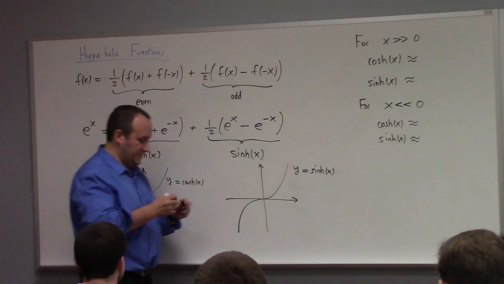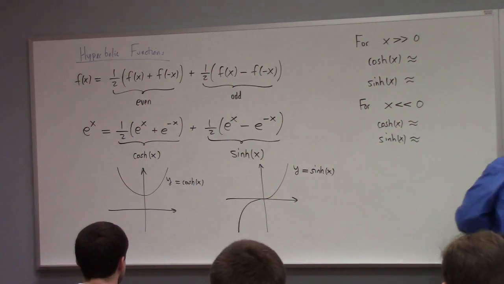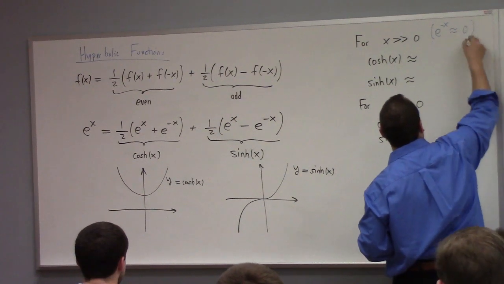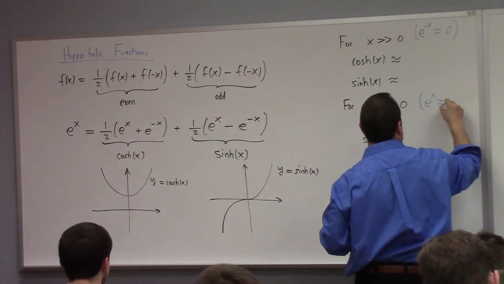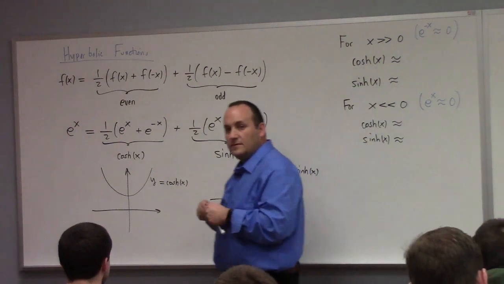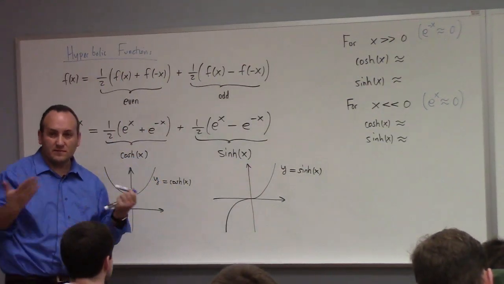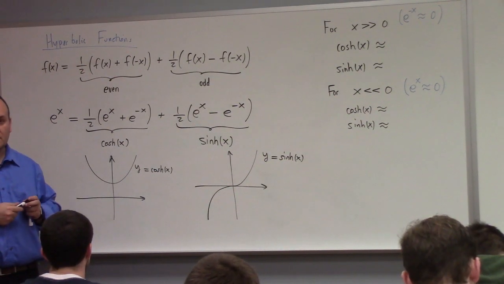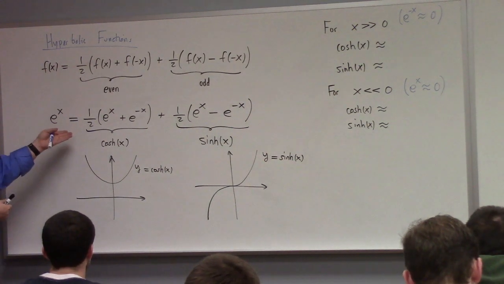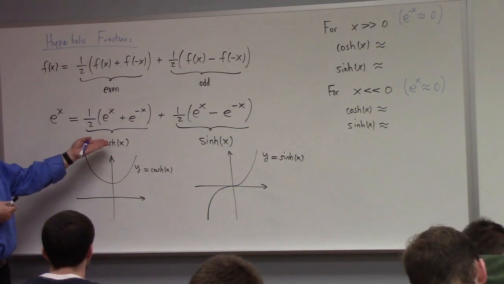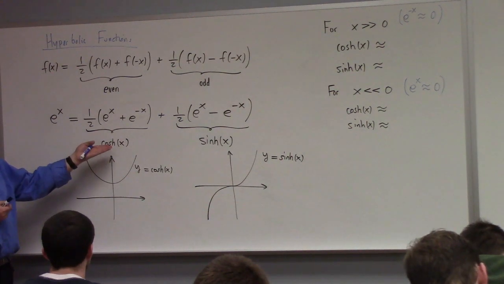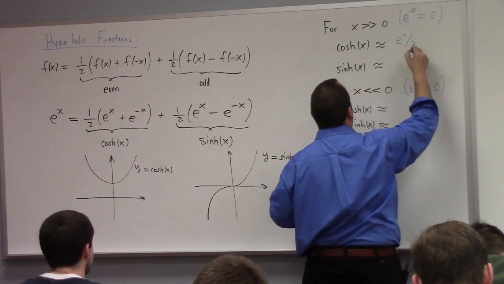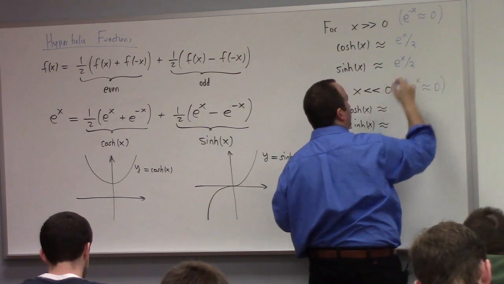So let me just put in parentheses here the key intuitive idea, which is that e to the minus x is approximately 0 for this, and e to the x is approximately 0, right? If x is very, very negative, then the exponential of x is very close to 0, and vice versa. So as I look at these formulas, what does cosh x behave like? Cosh x is essentially just what? e to the x over 2, right? In this case, and sinh x is also e to the x over 2.